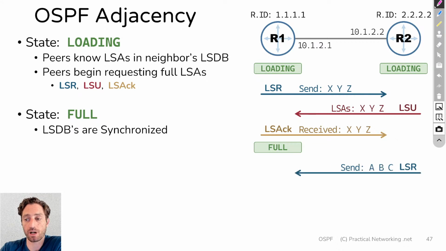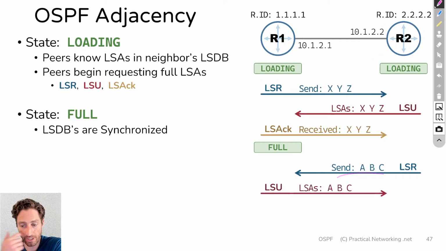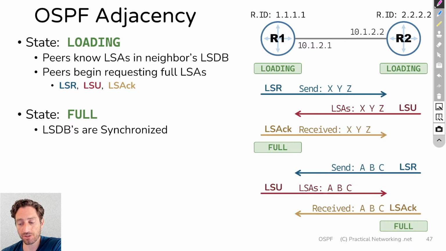So at this point, router 2 is going to send its link state request asking for specific LSAs. Router 1 is going to respond with the LSUs that were requested. Router 2 will send the confirmation, and then router 2 will go into full state. This is now the end of the neighbor adjacency process, and both peers have synchronized their link state databases.